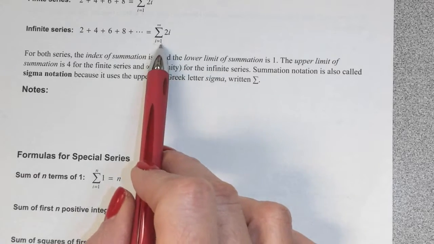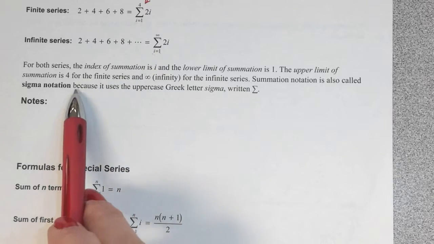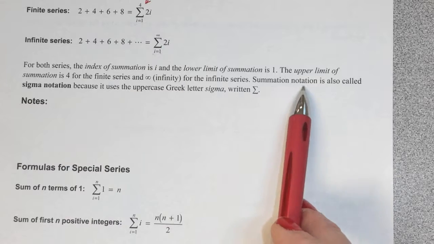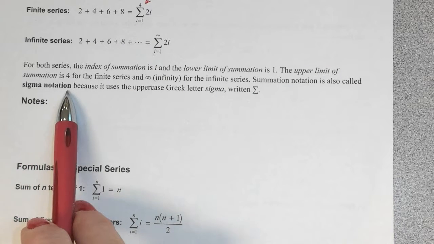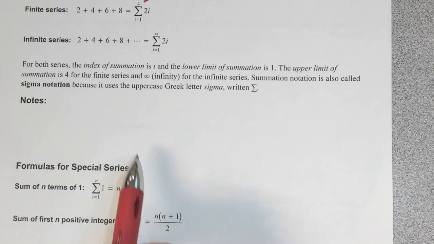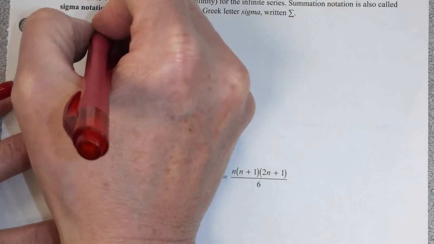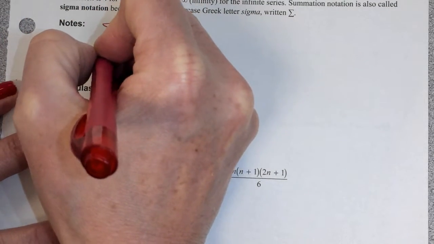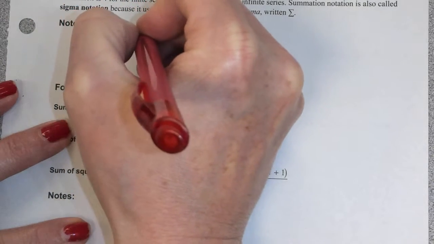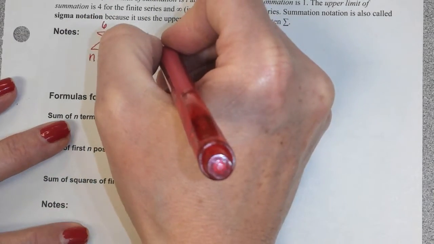But the lower limit is called 1. The upper limit is 4 for this that we did up here. And then the upper limit on this one is infinity. Summation notation is also called sigma notation because it uses the uppercase Greek letter sigma, which is written like that. All right, so now let's look at a couple of these. So let's say we have the sum as n goes from 2 to 6 of 3n minus 1. Well, here's what this would mean.